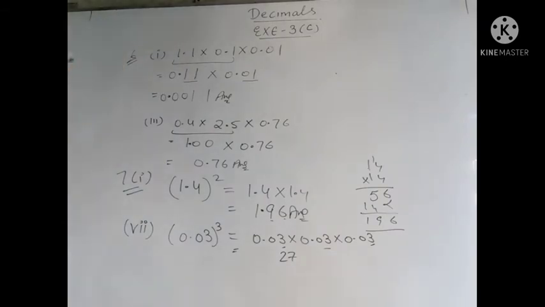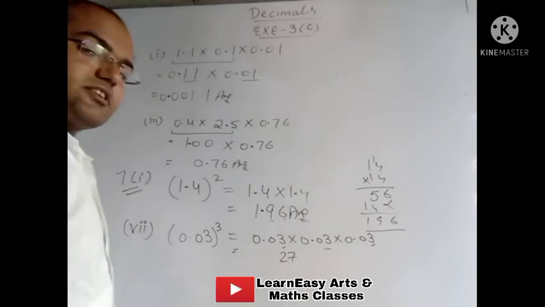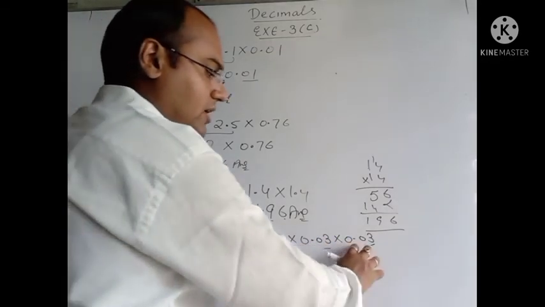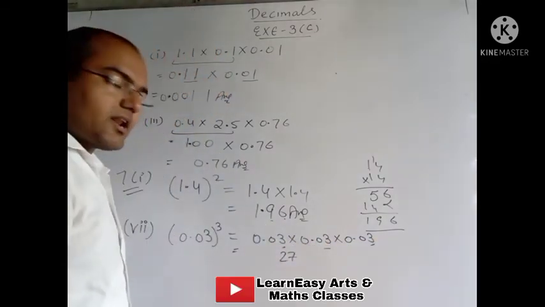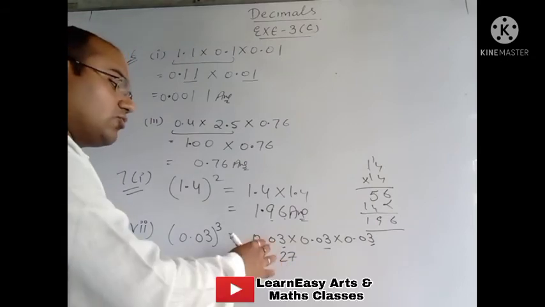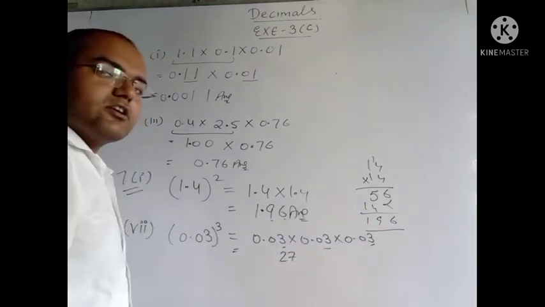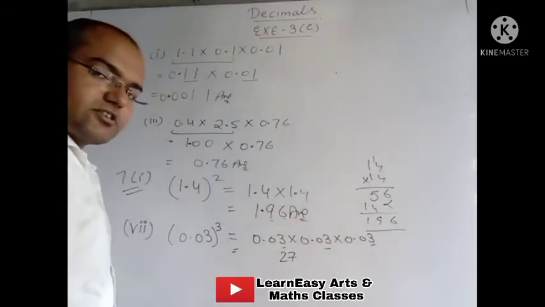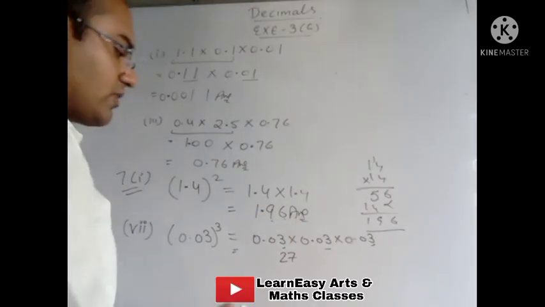Now we have to count the digits after the decimal. After the decimal 2 digits, after the decimal 2, after the decimal 2 digits. So in total 6 digits are coming: 2 here, 2 here and 2 here. So the point we have to put before 6 digits, but we do not have 6 digits, we have only 2 digits. So what will we do?